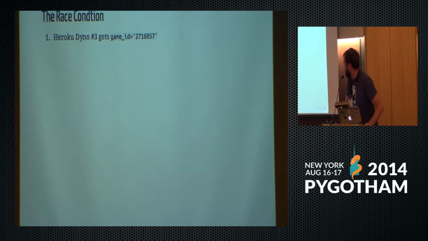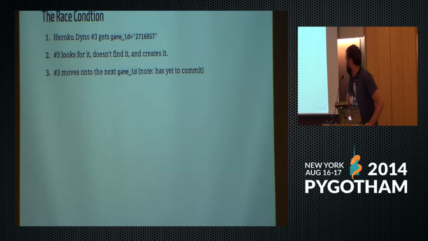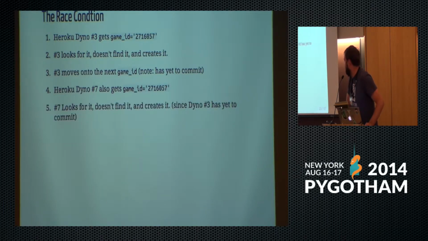So here I actually have an example. Let's say Dyno 3 gets this game ID, it looks for it, doesn't find it, creates it. So then number 3 moves on to the next game ID, it hasn't committed yet. So number 7 gets that same ID. It looks for it, still doesn't find it, so it creates it because Dyno 3 hadn't committed yet. Dyno 7 then moves on to the next game ID.